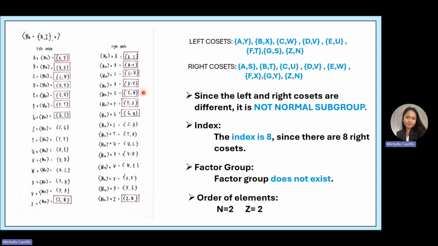And for the order of the elements, N and Z, order is equal to 2. Since N star N is equal to N, then Z star Z is equal to N. These two elements needed to be operated with themselves twice in order to get the identity element N.